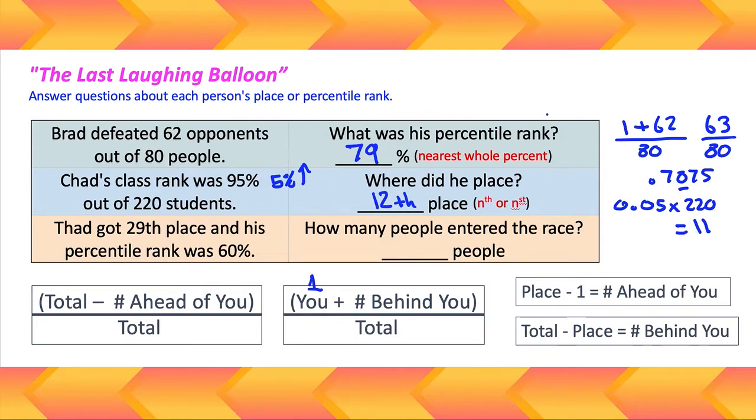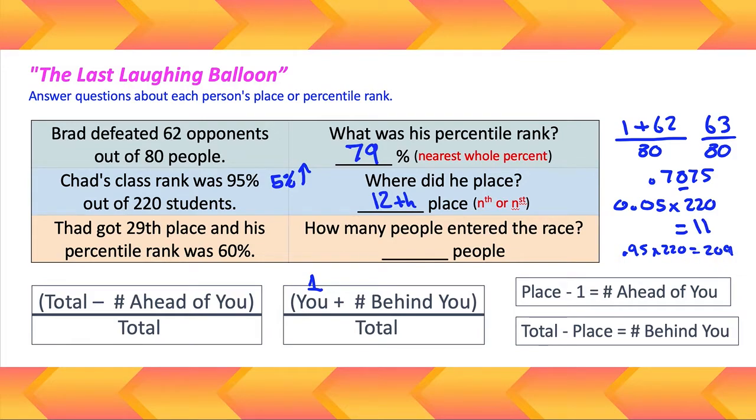I think if we use 0.95, if we do 0.95 times 220, we would get a pretty big number. Let me see here. What is it? 0.95 times 220 is 209. Okay. So 209 out of 220, that is actually 12th place.